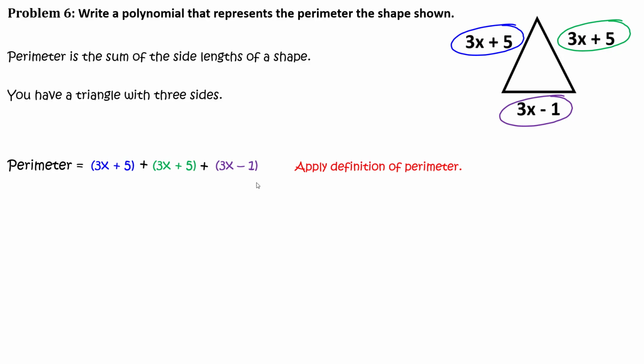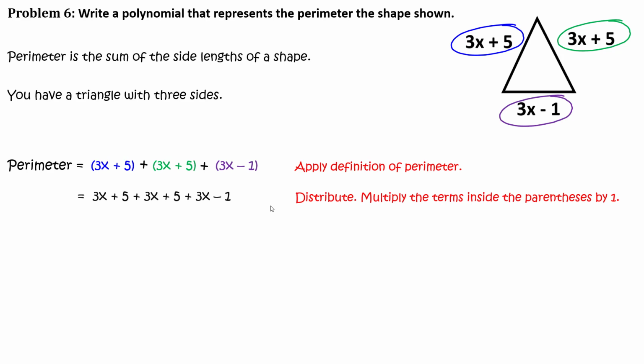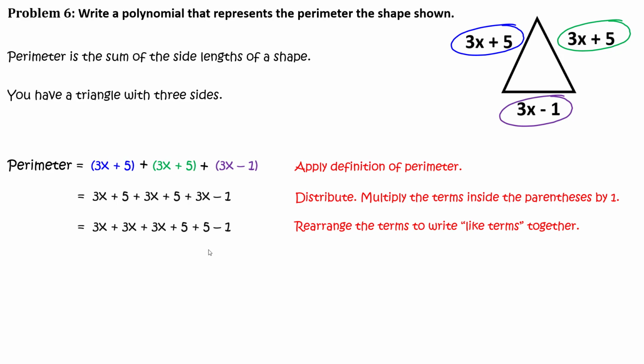Now, we know that often we want things in the simplest form possible. So I'm going to try to combine like terms. I have parentheses with nothing but pluses in front of them, so I'm just going to drop the parentheses. I'll multiply the terms inside the parentheses by 1, because if there's nothing outside the parentheses, there's an implied 1. So the perimeter is 3x plus 5 plus 3x plus 5 plus 3x minus 1. Then I'm going to rearrange the terms to write the like terms together: 3x plus 3x plus 3x plus 5 plus 5 minus 1. And then I'm going to combine like terms.